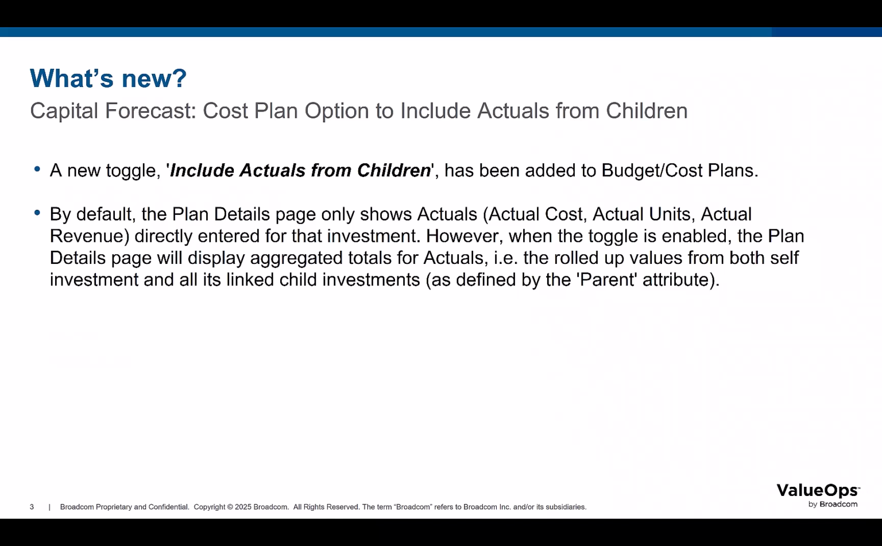As we know, by default, the plan details page can display actual related fields like actual cost, actual units, and actual revenue, which are directly entered for that particular investment only. However, when this option is used, the plan details page can display aggregated totals for the actual related fields, that is, the rolled up values from both the self investment as well as from all its linked children investments.